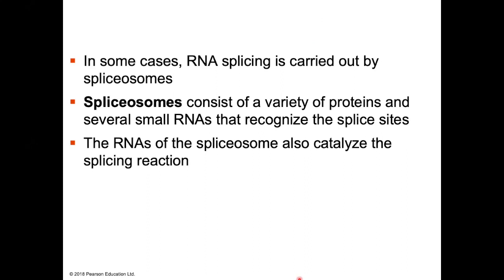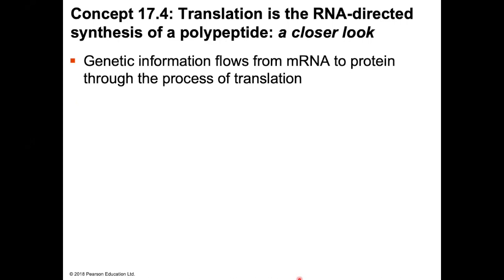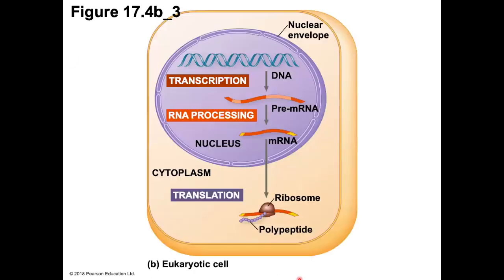After the process of transcription, particularly in eukaryotes, after the process of modifying the messenger RNA, we now go to the next stage of gene expression, which is translation. If transcription is a DNA-directed synthesis, translation is an RNA-directed synthesis of a polypeptide. Again, translation happens when the genetic information flows from mRNA to protein.